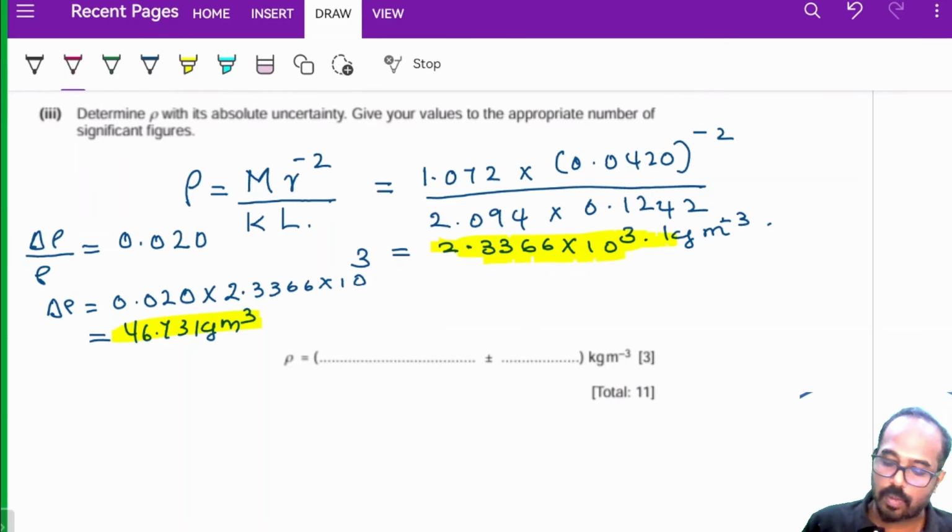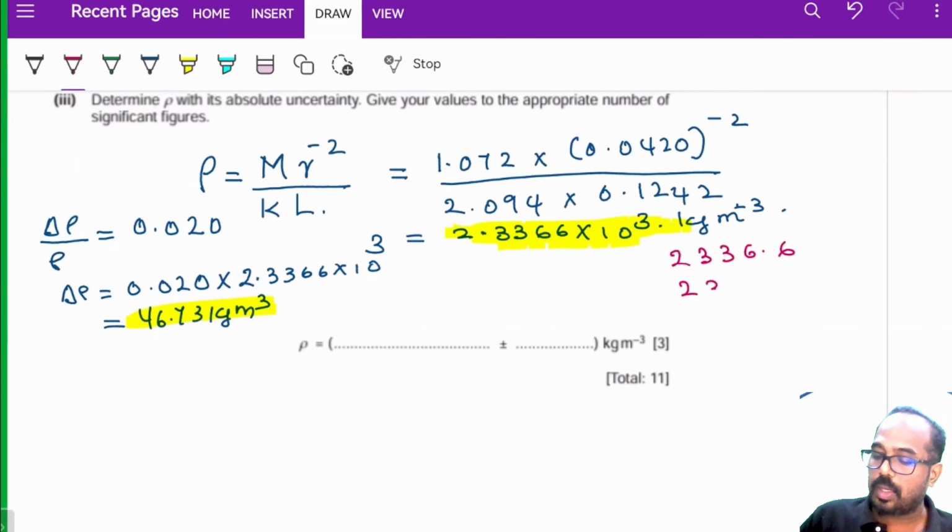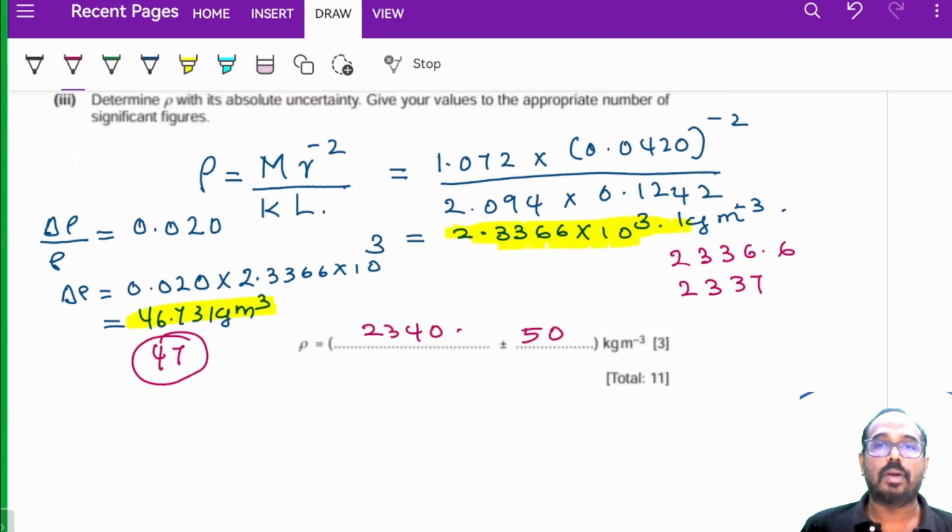Suitable significant figure you can write. You check this one. When you multiply this with 1000, you can write it as 2336.6. You can write 2337, right? So this is 4 significant figures. So you can write it in 3 significant figures. It will be 2340. And absolute uncertainty you can round off to 1 significant figure. 46.73, you can write it as 47. 47 is 2 significant figures. You can write it as 50 kilogram per meter cube. Okay, 1 significant figure. So this will be your answer.